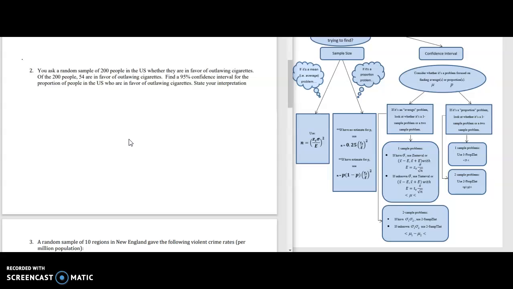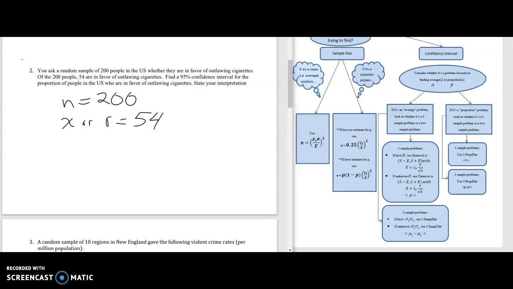Okay, number 2, you ask a random sample of 200 people. So we have a sample size. Whether they're in favor of outlawing cigarettes. Of the 200 people, 54 are in favor of outlawing cigarettes. The letter here varies a little bit. Sometimes we see X, or sometimes we see R. Either way, it's the number of successes. I'm going to write either one because I want you to be familiar with both.